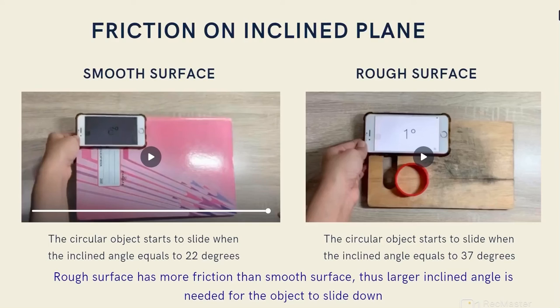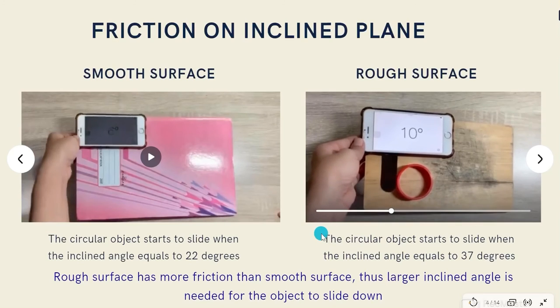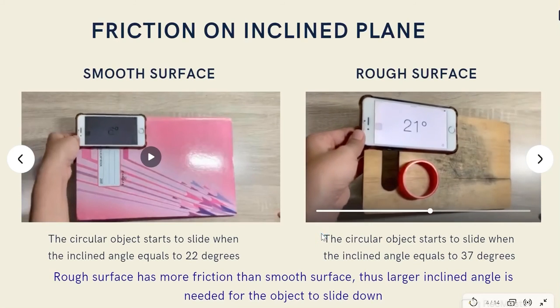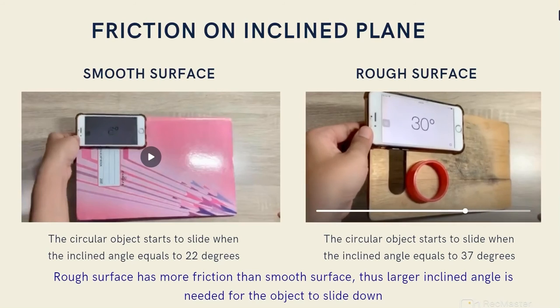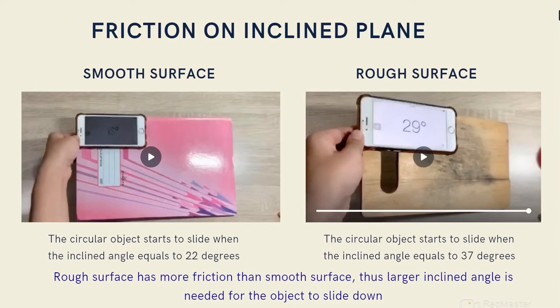Now, let's look at the rough surface, which is the chopping board. As we can see, the circular object starts to slide when the inclined angle equals 37 degrees. Thus, we can say that the rough surface has more friction than the smooth surface. Hence, a larger inclined angle is needed for the object to slide down.